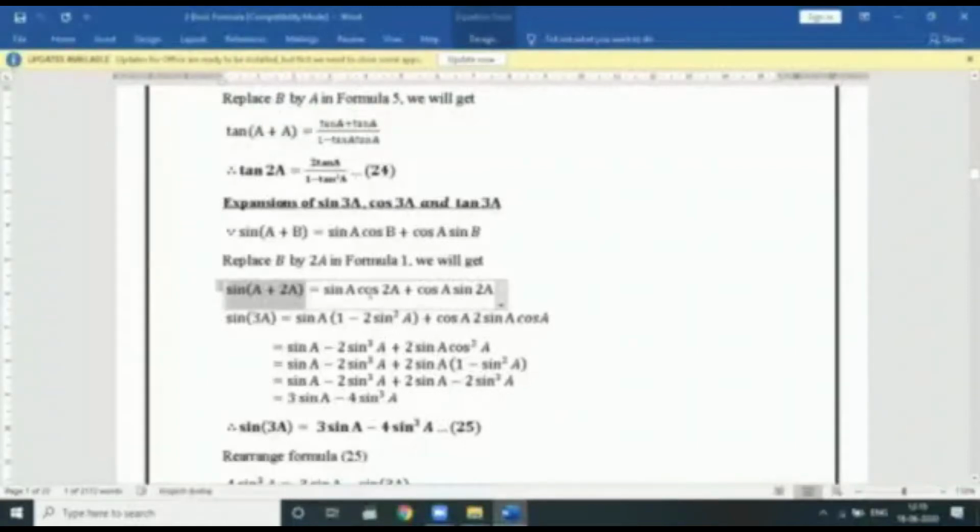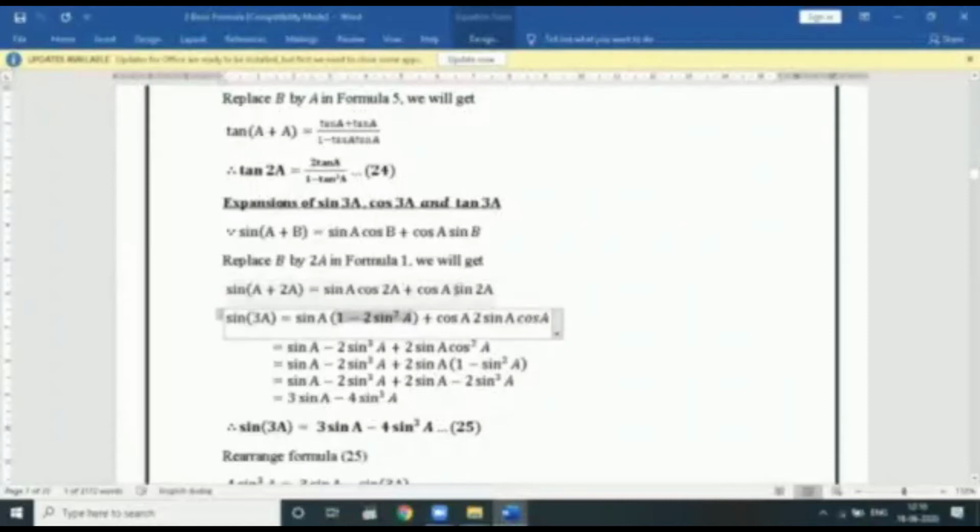And now replace the cos 2a formula in terms of sine only. There are a total of four formulae of cos 2a. First, in terms of both sine and cos. Second, in terms of only cos. Third, in terms of only sine. And fourth, the formula of cos 2a in terms of tan. But if you want to prove sine 3a, you must replace cos 2a in terms of sine. So the cos 2a formula is 1 minus 2 sine square a.